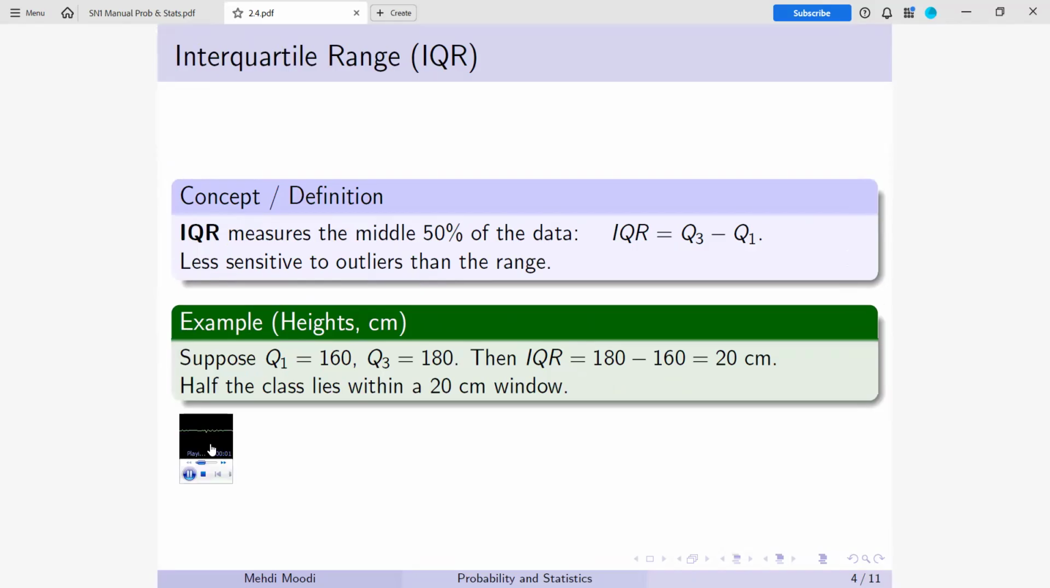IQR is the Goldilocks zone. It ignores the extremes and focuses on where the middle half of the data actually live. So it's a more robust measure of variation than the range.